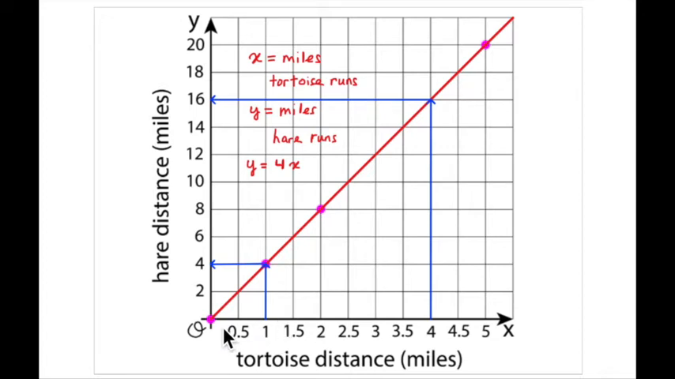It means that every vertical measure along the y-axis is 4 times the measure along the horizontal axis. So this is 4 units or 4 miles for every 1 unit or 1 mile that the tortoise moves. So this measure right here, the vertical measure, is 4 times the horizontal measure. So 4 times 1 is 4.